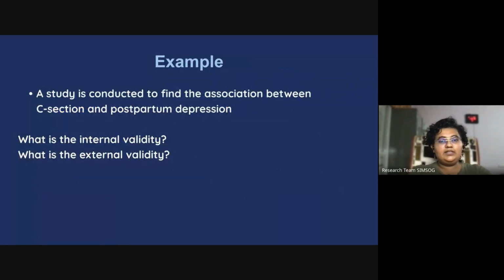If I'm conducting a study that is supposed to find the association between C-section and postpartum depression, can any of you tell me what will be the internal validity in the study, and what will be the external validity in the study? You all can unmute yourself and answer, or you can put it in the chat box. Would anybody like to answer?